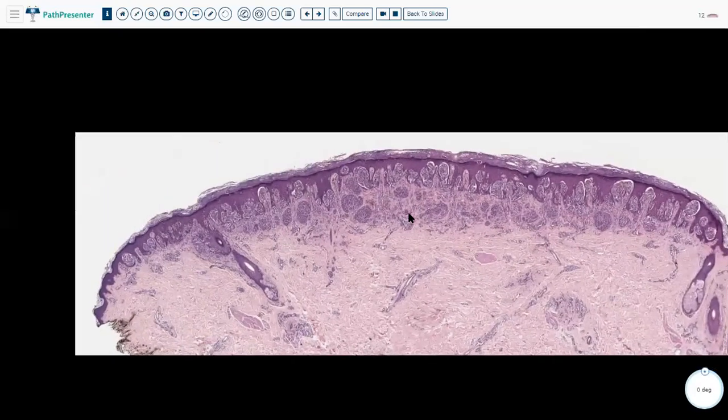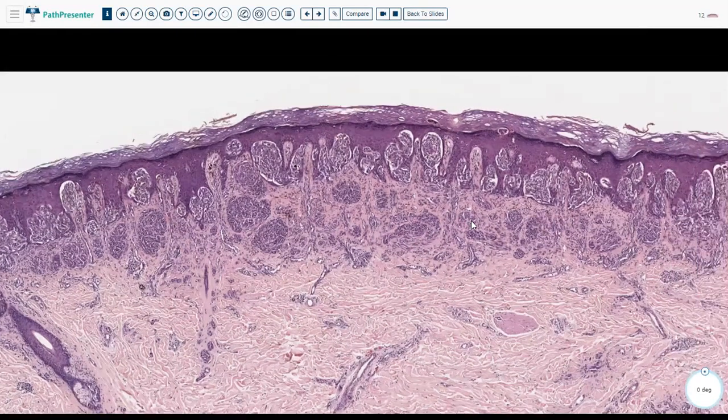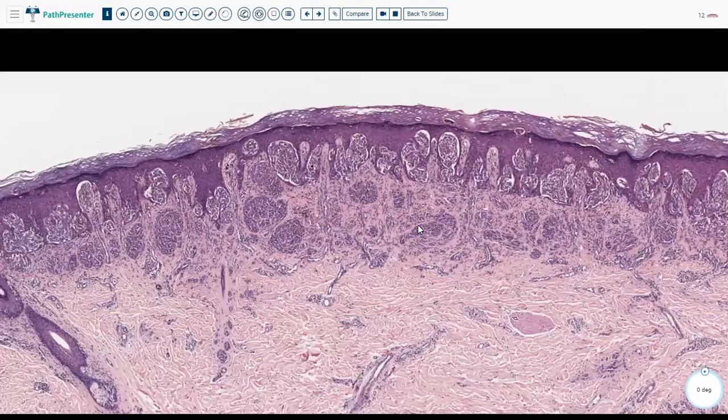Moving on, what kind of lesion is this? Spitz. This is a Spitz nevus. You're absolutely correct. So Spitz nevus has several features that make it distinguishable.